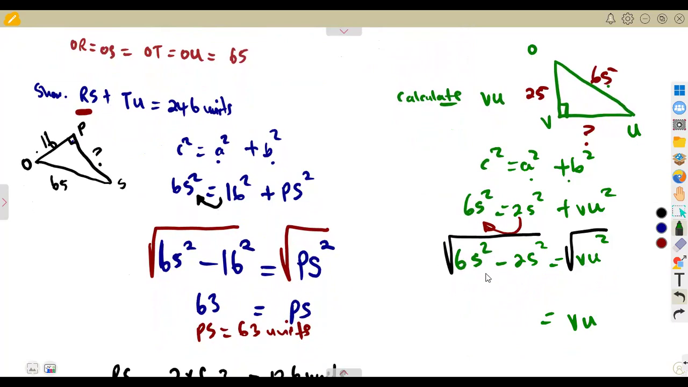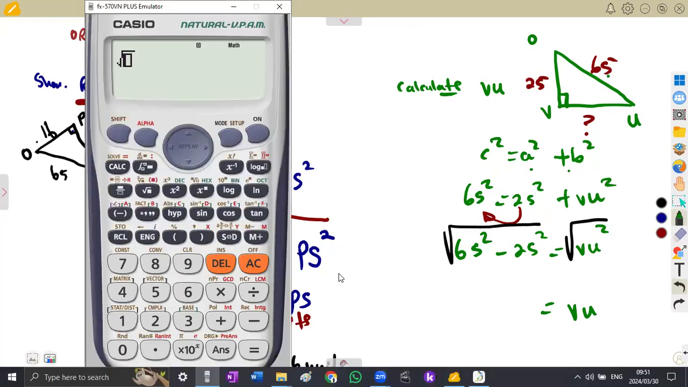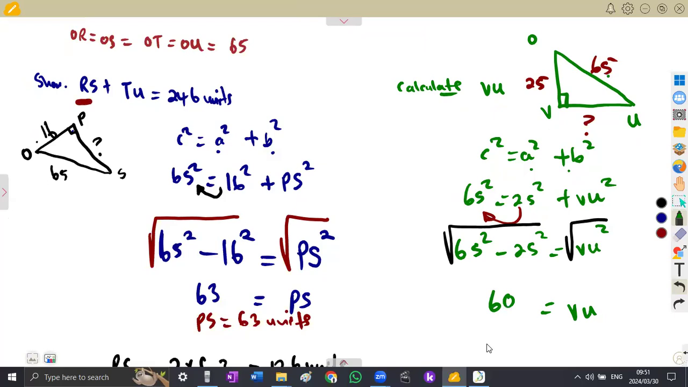So this is it, guys, and your calculator, just like I explained before. Let me just bring it again for the sake of revision. This is your square root there. So you're going to have 65 squared minus 25 squared, and that is going to give us 60. That means VU is equal to 60 units. That is our VU, 60 units, like that.